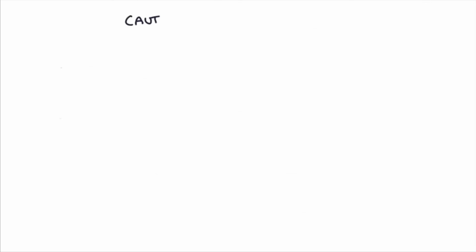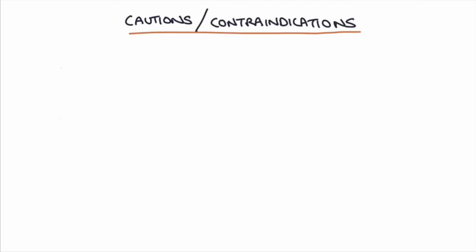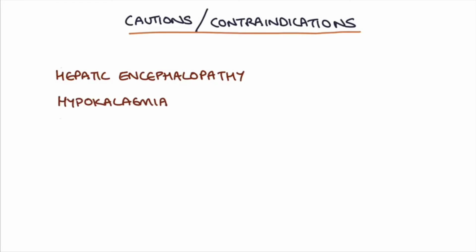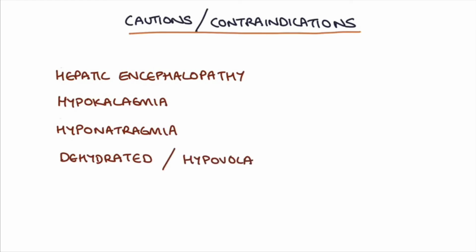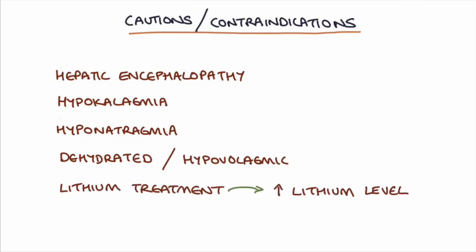And finally, a few cautions and contraindications. Use with caution in hepatic encephalopathy, patients with hypokalemia, patients with hyponatremia, dehydrated patients, or hypovolemic patients. And in patients who are on lithium treatment, it can increase the lithium level in the blood. So it's worth being aware of that if you start to use loop diuretics in these patients.